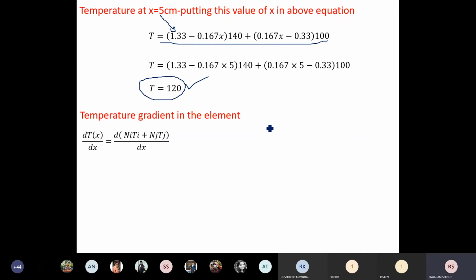Now see here, this is dT by dx, or if we use this equation directly, dNi by dx into Ti plus dNj by dx into Tj. Ti, Tj are constants. You can take the direct derivative of this one because this is the shape function. The derivative of the shape function is here minus 1.67 into 140. Am I right? Are you getting this? You check it.